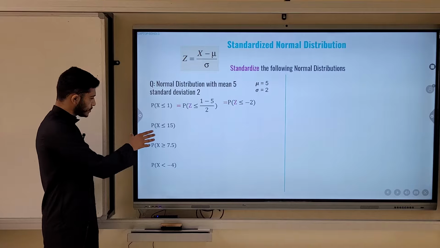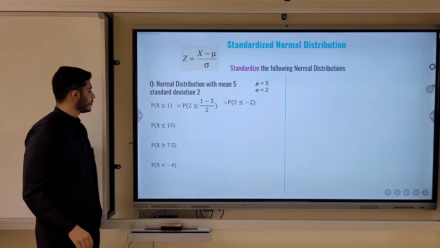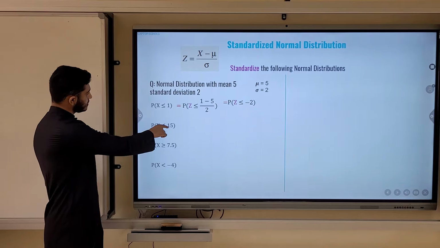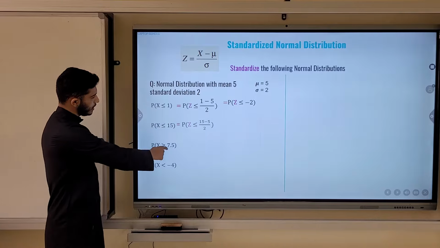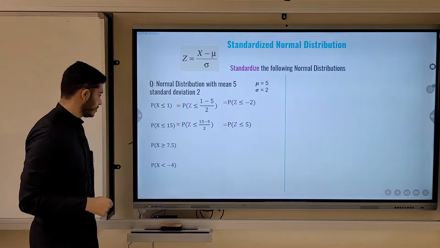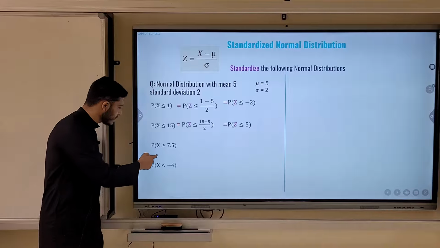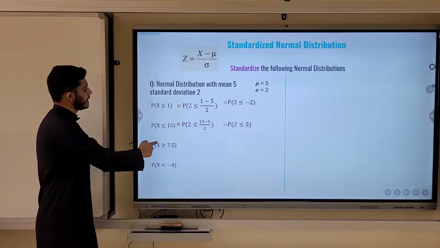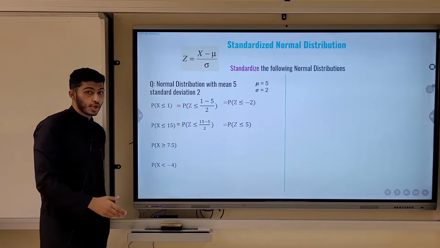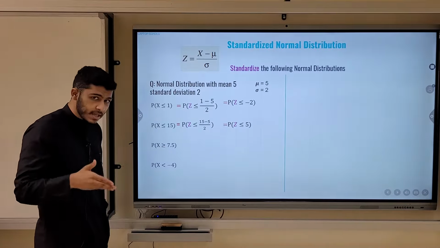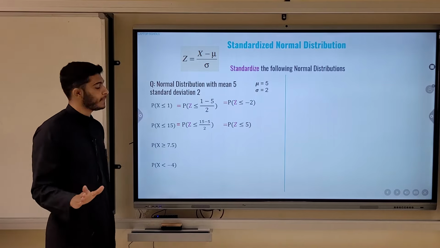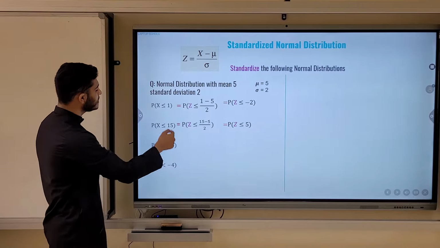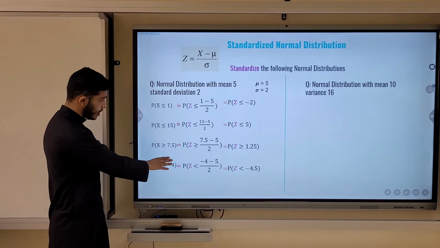Next one, the probability of x less than or equal to 15. How do we do it? Same exact procedure. Subtract the mean from it, divide by the standard deviation, and you should end up with the answer. The next one, the probability of x greater than or equal to 7.5. The previous ones were less than, this is greater than. Does this make a difference? No, it does not. We're going to do the exact same procedure. There is no trick about this here. Take 7.5, subtract the mean, divide by the standard deviation, and you're going to end up with the answer for this one too.